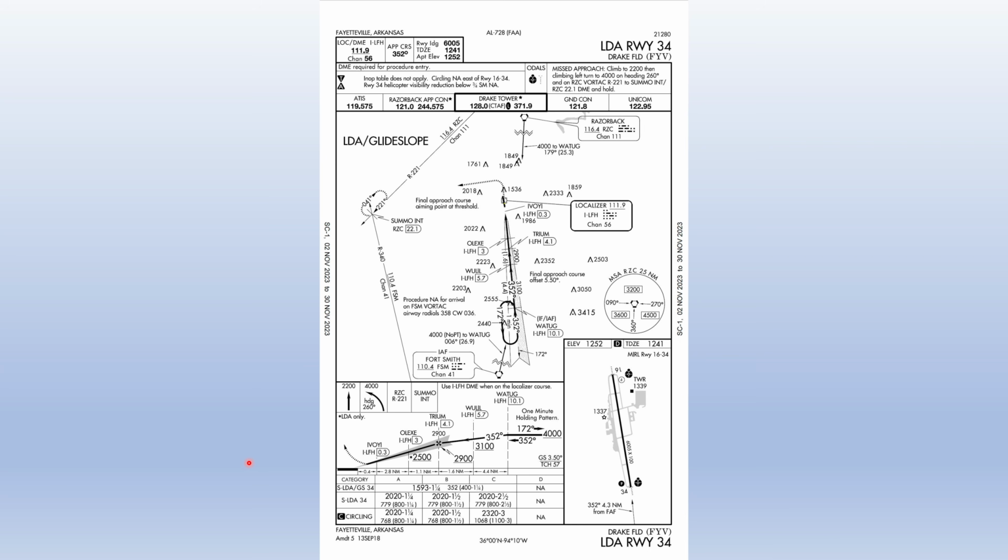How do we fly this approach if the glide slope is inoperative? What is meant by these numbers down here? Describe how you would fly the missed approach procedure and when it would be appropriate to execute the missed approach procedure.